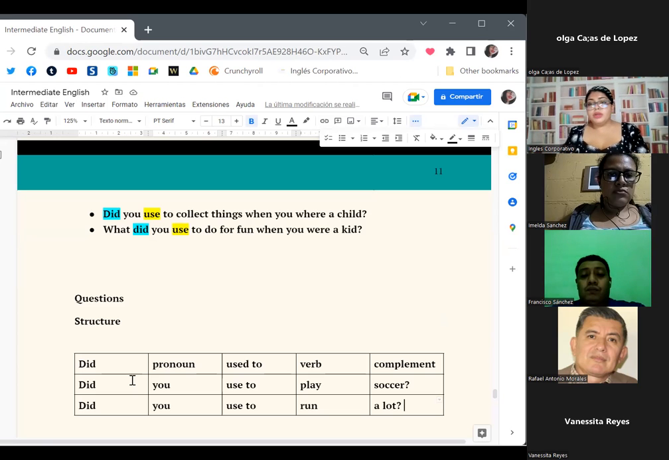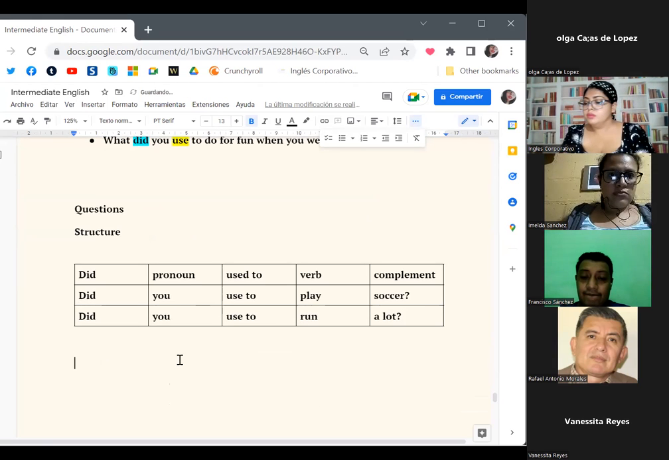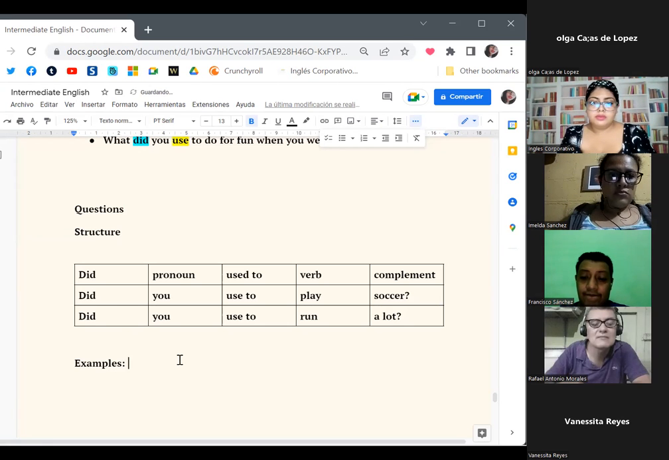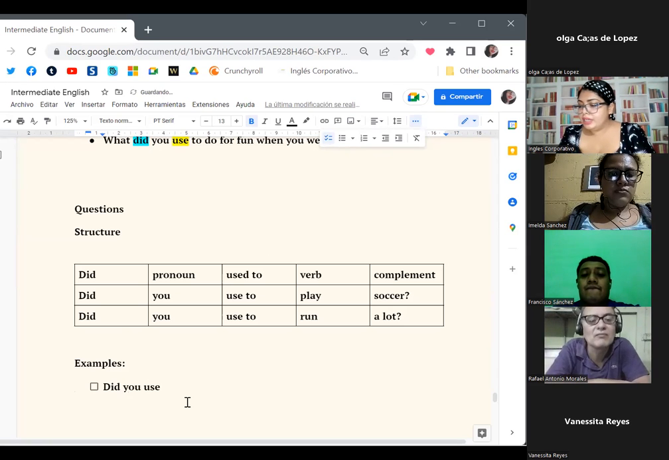That is the structure when we are using the auxiliary did. But if you can see in the examples that we have in the objective, we have the WH words that we can create questions with that structure too. So we have some examples more. Let's see. We have the examples. Let me do it like this. And we have the first one, beginning with did. Did you use to live in Liberia?